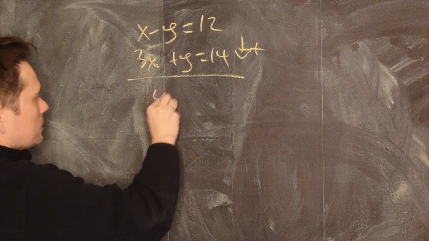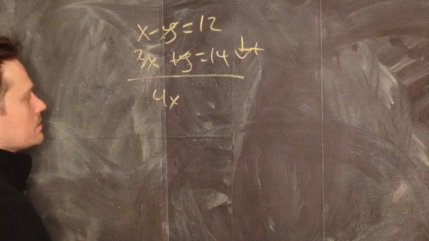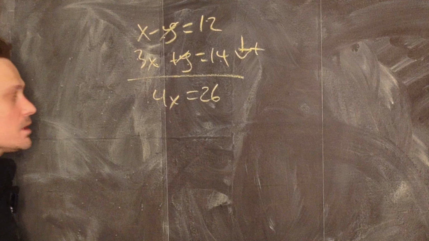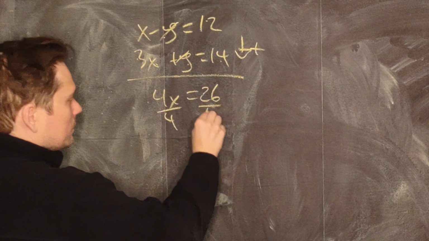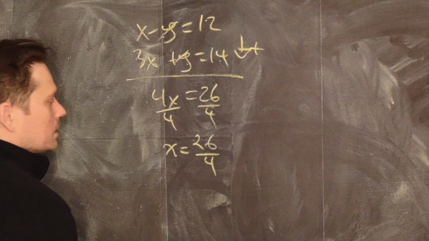So x and 3x is 4x. Now y negative with a y positive makes these two cancel. And 12 and 14 is 26. At the next stage, what we can do is divide by 4, divide by 4. So x would be equal to 26 over 4.